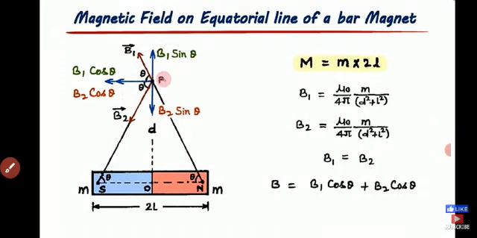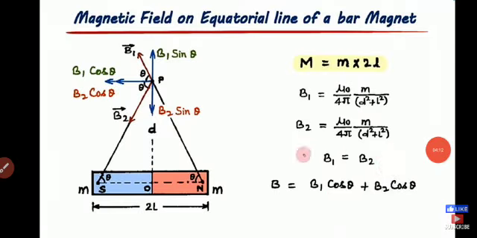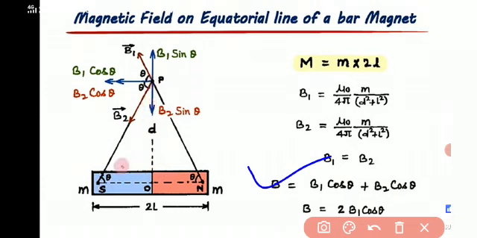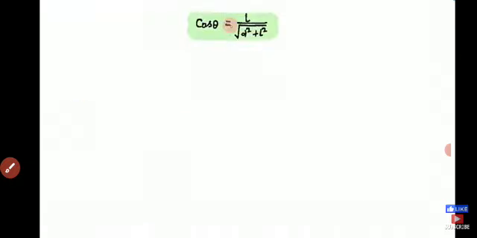Now put the values of B1 and B2 from these two equations. When we put the values of B1 and B2, we are getting 2 times B1 cos theta, because B1 and B2 both are same. We have written already here, that is B1 is equal to B2. That's why B2 cos theta plus B1 cos theta will be 2 times B1 cos theta.